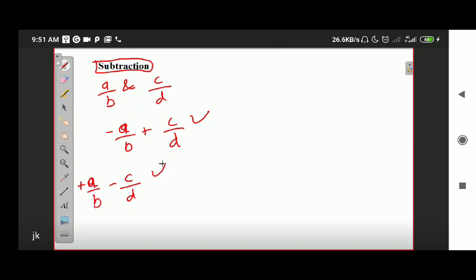Subtraction is a procedure in which the signs of both the terms included are different. If the signs are different, then we perform subtraction. If the signs are the same, then we perform addition. One more thing about subtraction: usually the questions come in the format of subtract a upon b from c upon d. This is the usual format of the question. Subtract this number from this number.